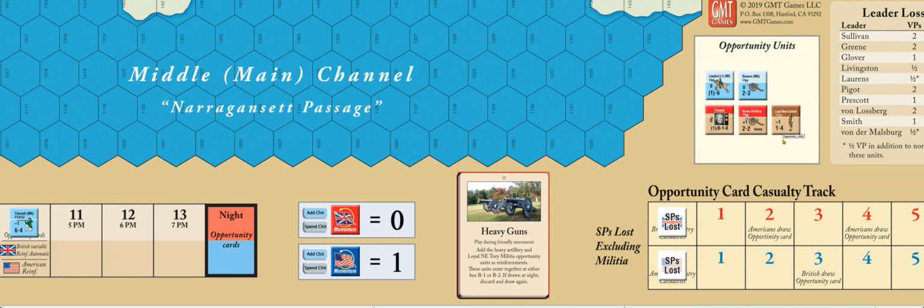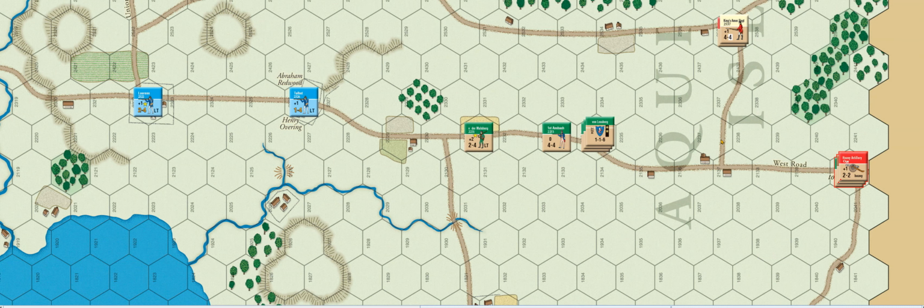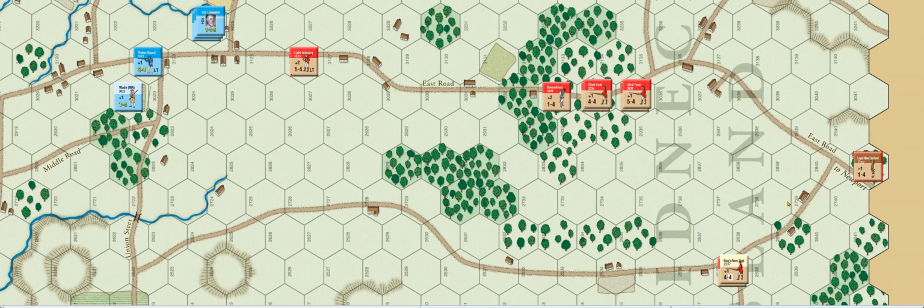So I'm going to come over to the opportunity units. I'm going to send the militia and the heavy guns to the reinforcement hex. It took them to B1 automatically, but I'm going to choose to put them on hex B2 up here where the British forces are entering the game.